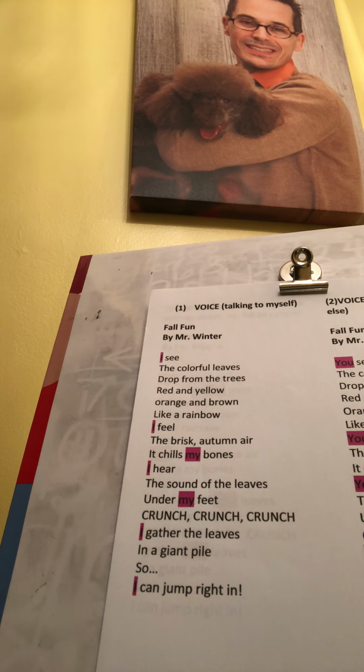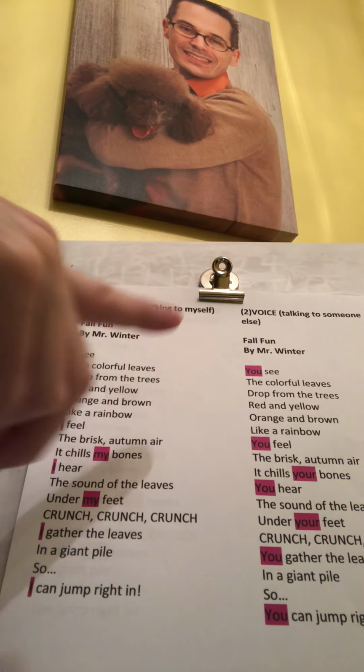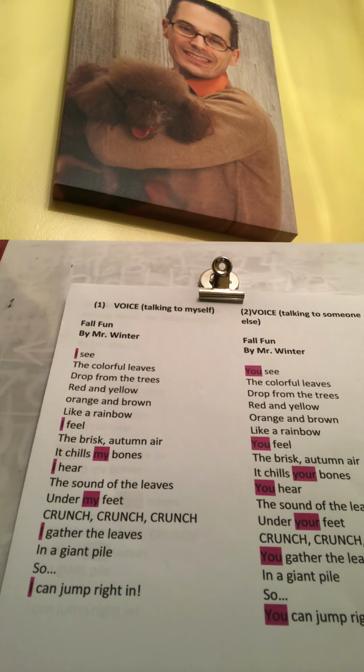But if you're talking to somebody else in the poem, you'll notice how I changed it here. Fall Fun. You see the colorful leaves drop from the trees, red and yellow, orange and brown like a rainbow. You feel the brisk autumn air. It chills your bones. You hear the sound of the leaves under your feet. Crunch, crunch, crunch. You gather the leaves in a giant pile so you can jump right in. You see how I changed I to you? So when you say you, it's like you're talking to somebody else.